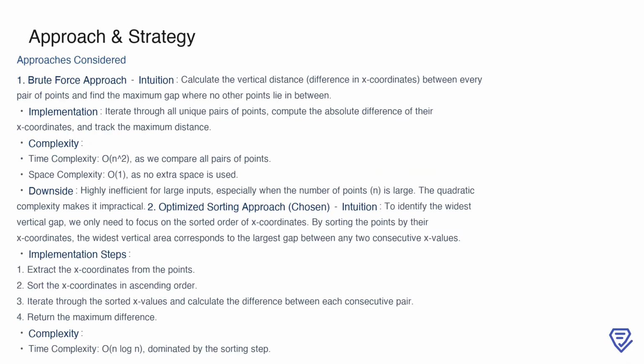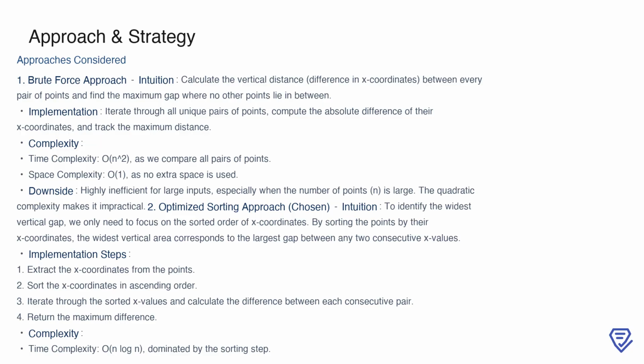To solve this problem, we considered multiple approaches. The first is the brute force method. The intuition here is simple: calculate the vertical distance, which is the difference in x-coordinates, between every possible pair of points. Then, identify the maximum gap where no other points lie in between. In terms of implementation, this means iterating through all unique pairs of points, calculating the absolute difference of their x-coordinates, and keeping track of the largest difference.